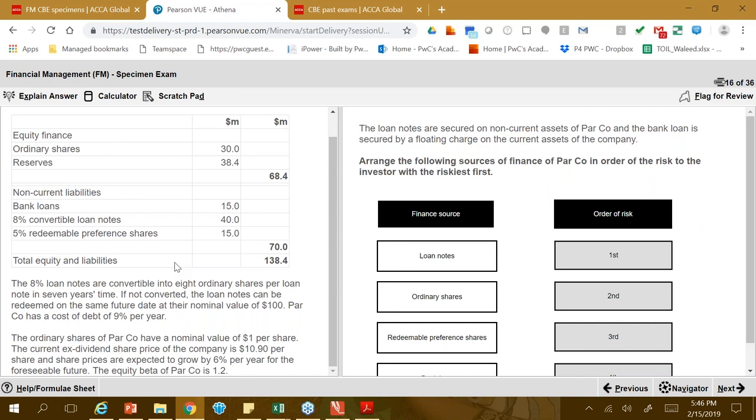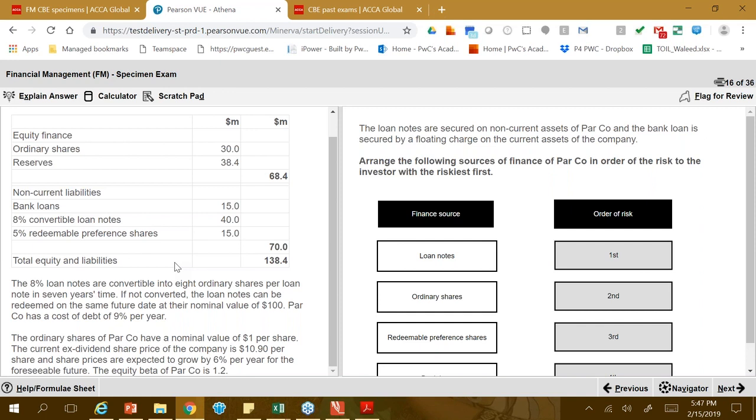If I was to use the net asset valuation here, then the value of equity would have been $68.4 million. So $68.4 million based on book value terms would have been my value of equity if I was using net asset valuations. Just wanted to show you the figure which we're looking for in net assets. That is the equity portion from our SOFP.